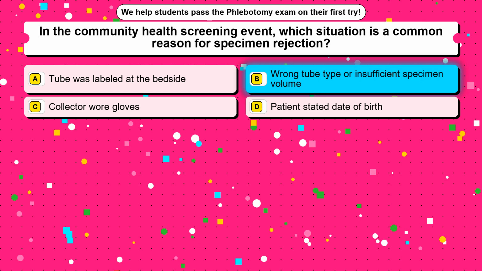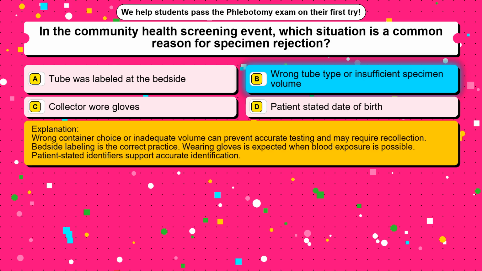The correct answer is option B. Wrong tube type or insufficient specimen volume. Wrong container choice or inadequate volume can prevent accurate testing and may require recollection. Bedside labeling is the correct practice. Wearing gloves is expected when blood exposure is possible. Patient-stated identifiers support accurate identification.